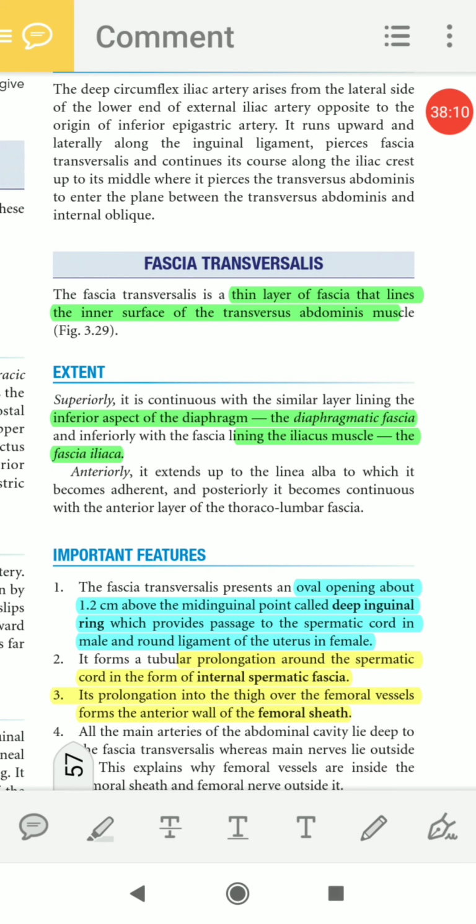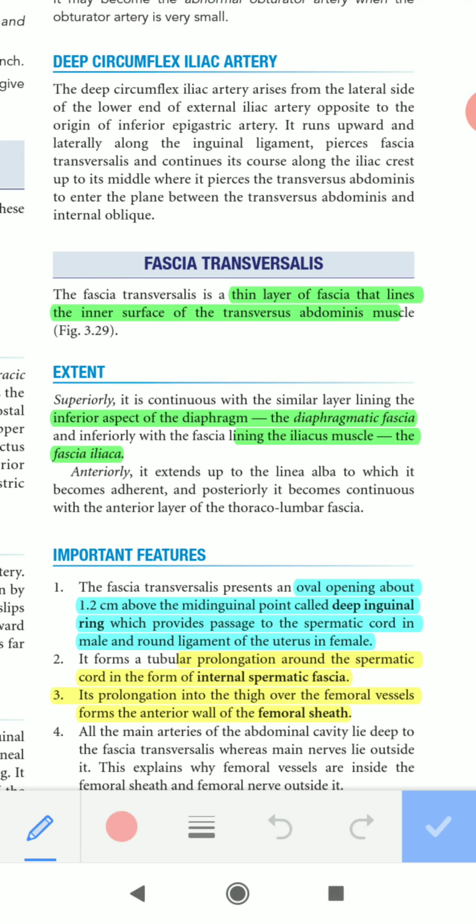Our next layer is the fascia transversalis. So what is fascia transversalis? It is a thin layer of fascia that lines the inner surface of the transversus abdominis muscle. Superiorly it is attached to the inferior aspect of the diaphragm, the diaphragmatic fascia, and inferiorly it is attached to the lining of the iliacus muscle, the iliac fascia.